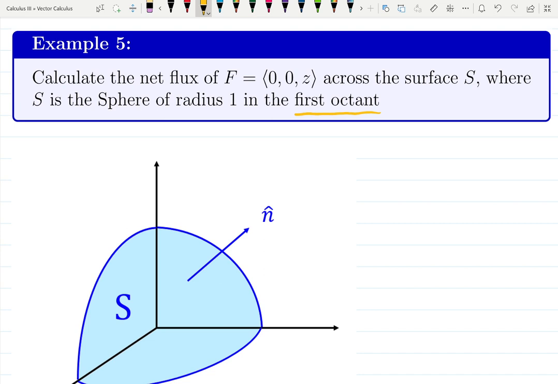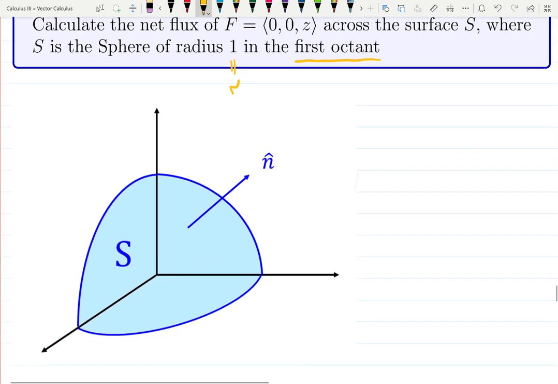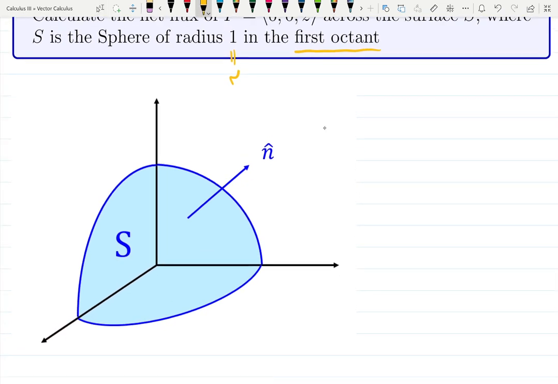Across the given surface, S is a sphere, but we decide to use only the part in the first octant with radius R equal to 1. This is how it looks. So it's a sphere, but we only need it in the first octant. Here it is. That one is easy to sketch, I think.